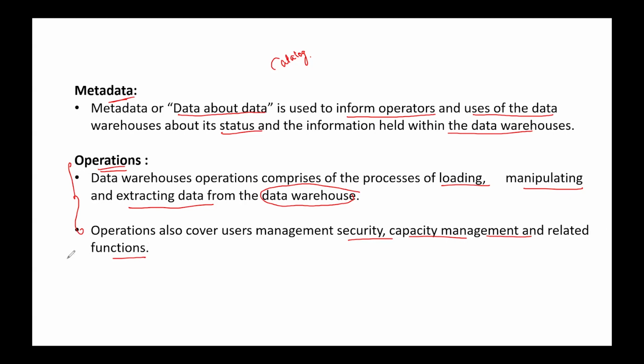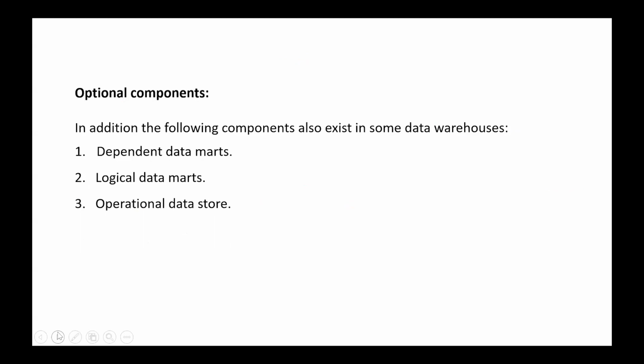So these are the different components of the data warehouse. Before summarizing, there are other optional components also: dependent data mart, logical data mart, and operational data store. Now, these are the optional components of the data warehouse, not necessary that they have to be there.